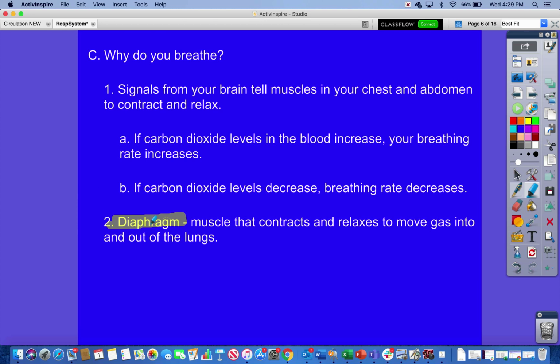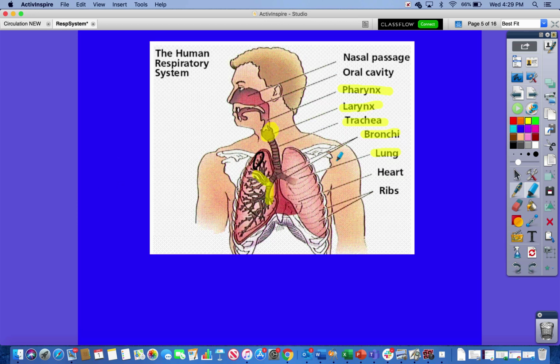So know that word diaphragm. That's a muscle that helps all of this to take place, and it's located right in here. You can kind of see that diaphragm right there.